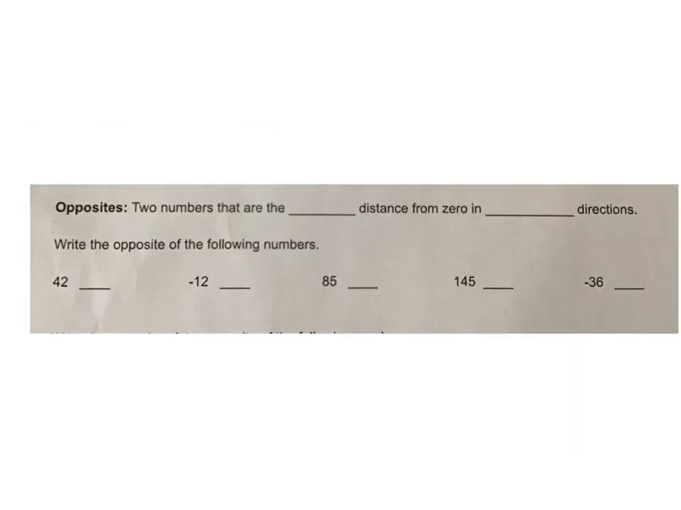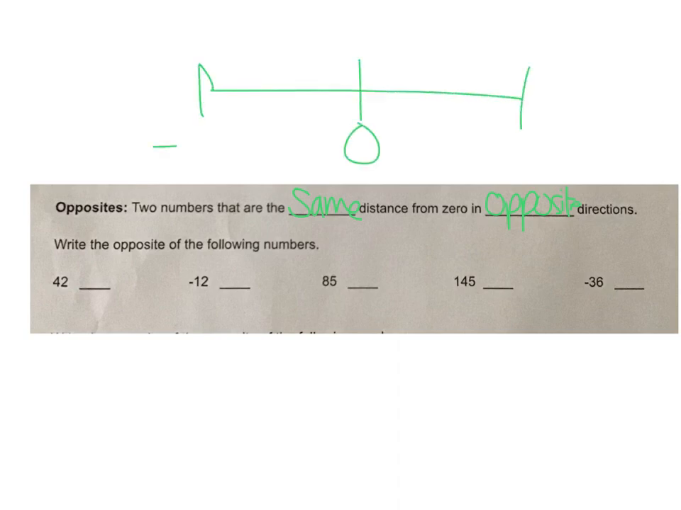So opposites are two numbers that are the same distance from 0 in opposite directions. So think about like on a number line, okay? So if I have 0 here and I have -4 and I have 4, the distance from here to here is 4, and the distance from here to here is also 4. So their distances are both 4. So you're always looking for the distances.